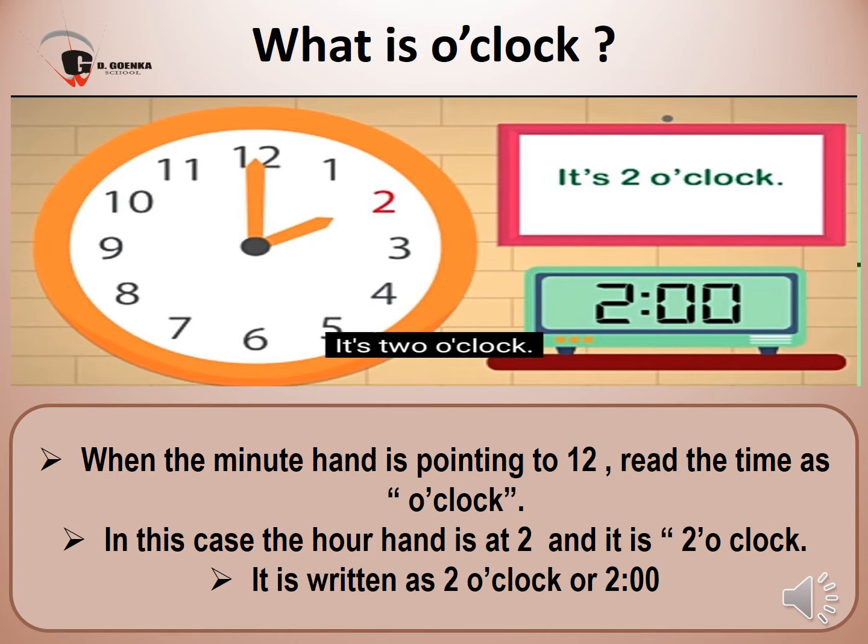O clock means whole clock. When the minute hand is pointing to number 12, read the time as O clock. In this case, the hour hand is at 2 and it is 2 o'clock. It is written as 2 o'clock or 2 am or pm.